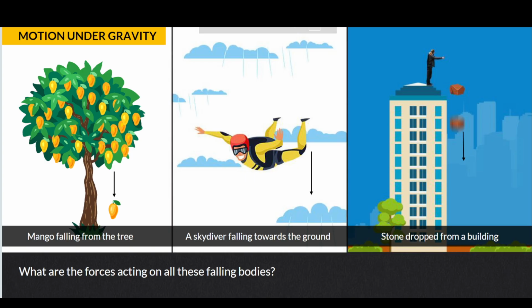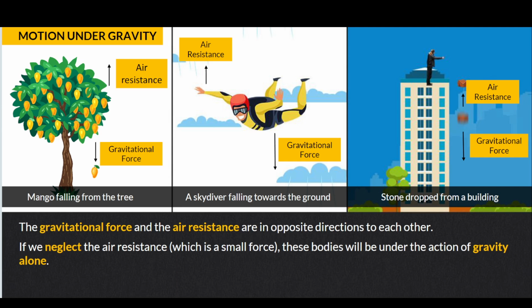So as you can see in each of these pictures, here a mango is falling from the tree. In the second, a skydiver is falling towards the ground. In the third one, you can see a stone dropped from a building. So all of them are falling towards the ground. So what are the forces acting on all these falling bodies and why do they always go towards the ground? All these questions we will be seeing here.